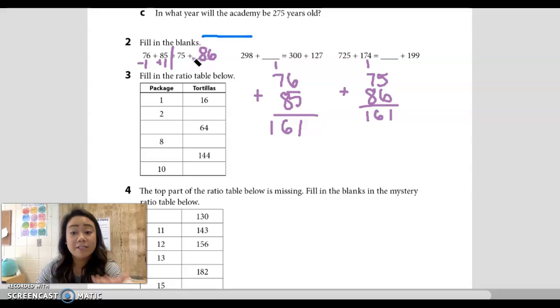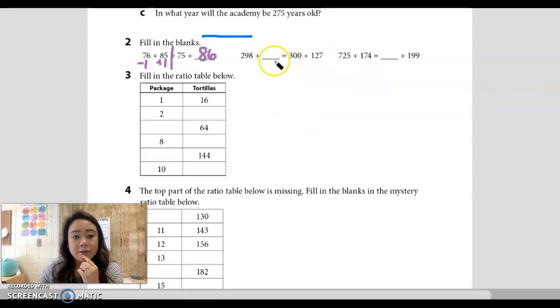So I use the give and take strategy for this. For this problem, I see that it's 298 plus a number equals 300 plus 127. So I'm going to do my technique again. I'm going to pretend there's an imaginary line and I'm trying to make them equal.